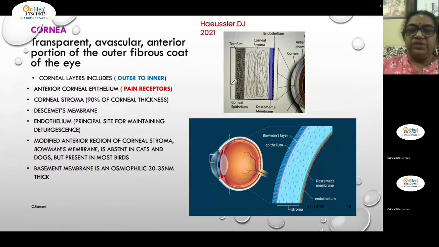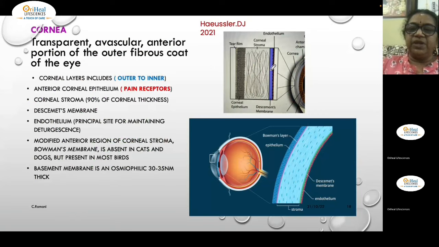So now comes the cornea, which is the most transparent avascular anterior structure of the fibrous coat, and it forms around 2/6 of the fibrous coat. From outside to inside, the corneal layers include first the physiological layer, that is the tear film. Then the anatomical layers start from the corneal epithelium, followed by the corneal stroma, then the endothelium. In between the endothelium and the stroma, you have a tough membrane, Descemet's membrane.